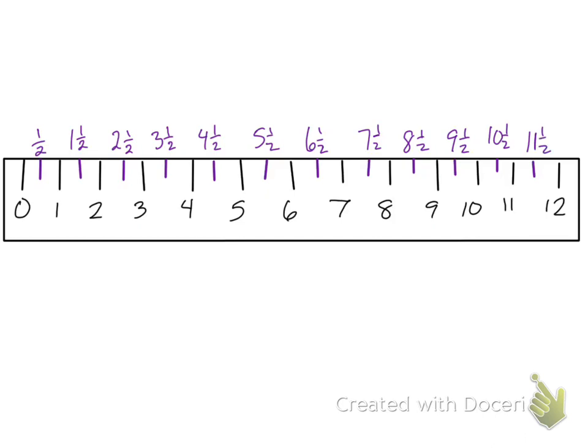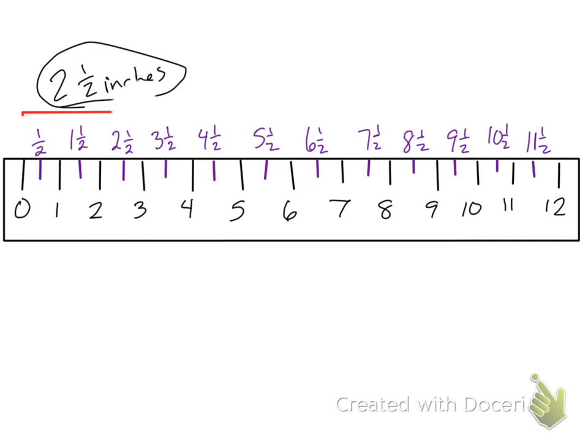Okay. So if I wanted to draw a 2.5 line segment, then I would draw my line segment starting at the 0, and I would go out till I got to 2.5, so right about here. So this line would be 2.5 inches long. And we write it like this, 2.5 inches.